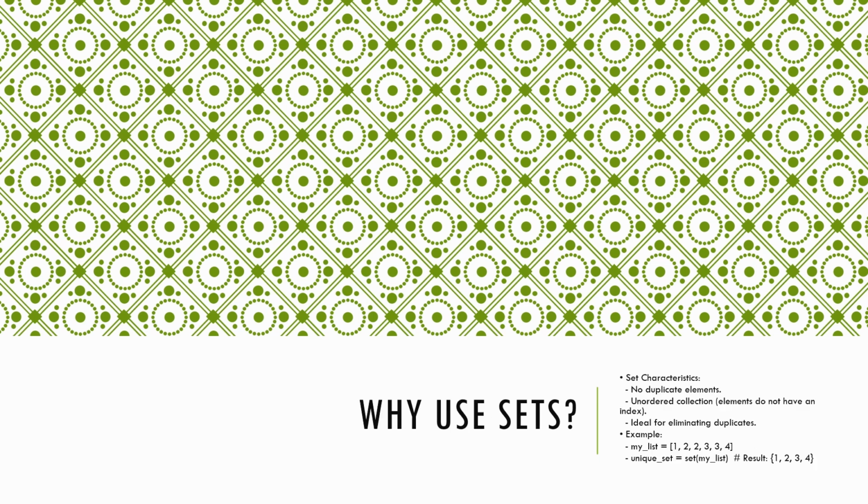So why should we use sets? First, sets automatically eliminate duplicate elements. Sets don't maintain any order, which makes them perfect for situations where you just need to check for unique values. For example, if you convert a list like 1, 2, 2, 3, 3, 4 to a set, the result will be 1, 2, 3, 4, removing all duplicates. This makes sets particularly handy when you are working with large amounts of data.